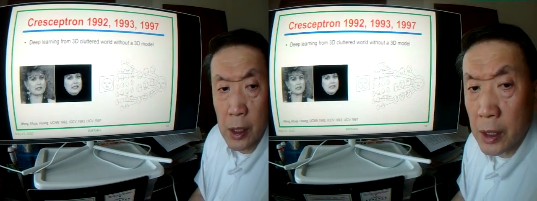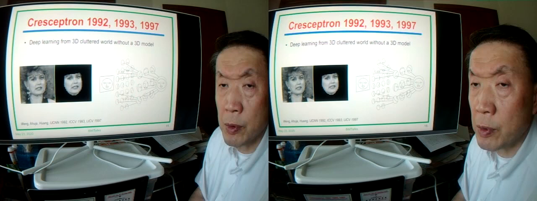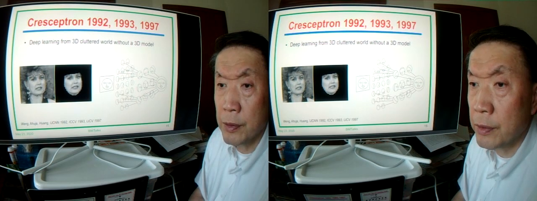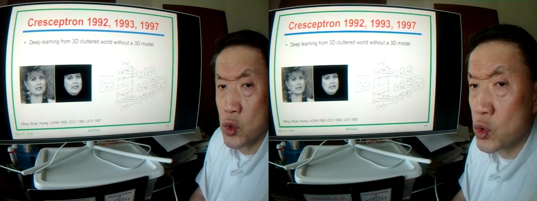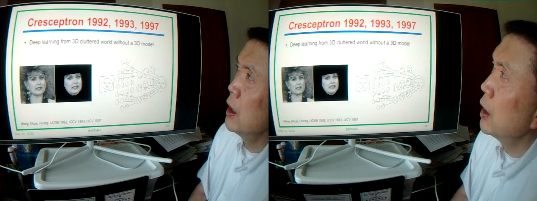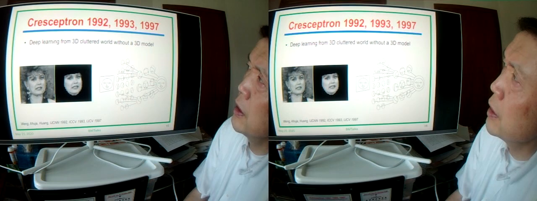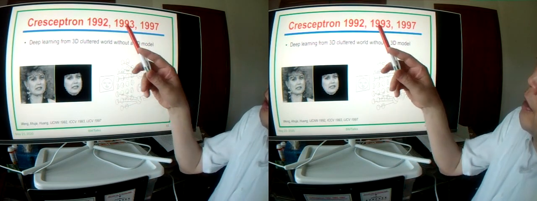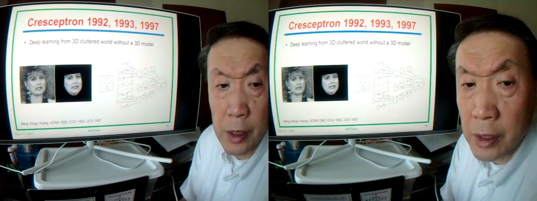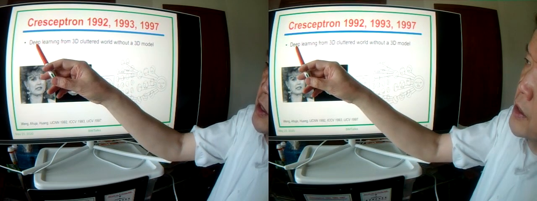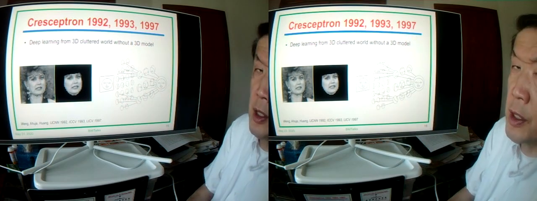Now let's look at what I did with Professor Huang and Tom Huang. Unfortunately, Tom Huang passed away a few months ago during the virus period, and we had a Zoom memorial. Cresceptron started in 1991 and was published in 1992, 93, and later in a journal in 1997. The main idea is the first deep learning network for a 3D cluttered world without a 3D model.